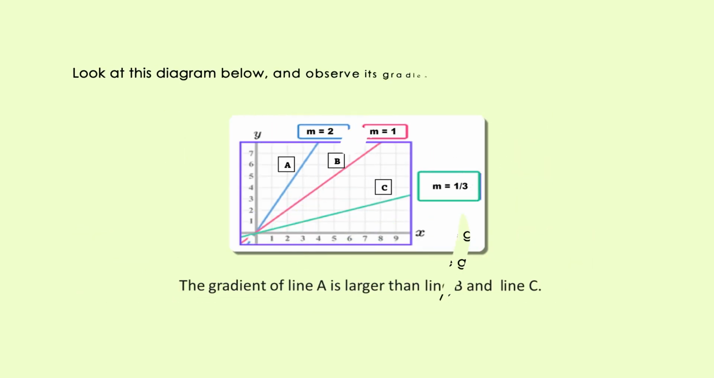Look at the diagram and observe its gradient. Line A has a gradient of 2, line B has a gradient of 1, and line C has a gradient of 1 over 3. From our observation, the gradient of line A is larger than line B and line C. How about the steepness of each line?